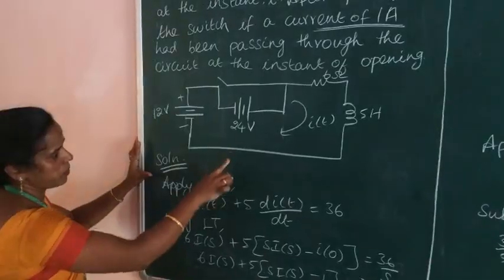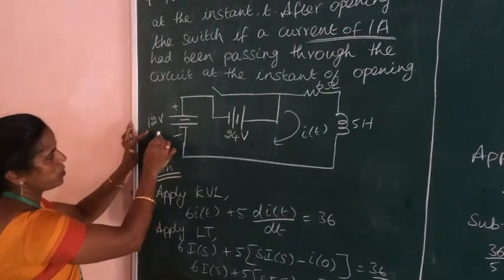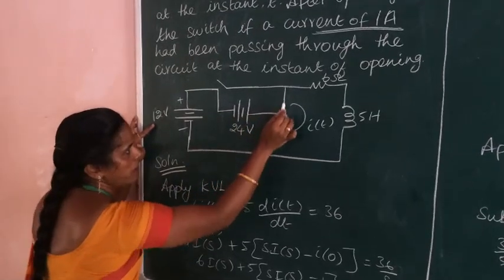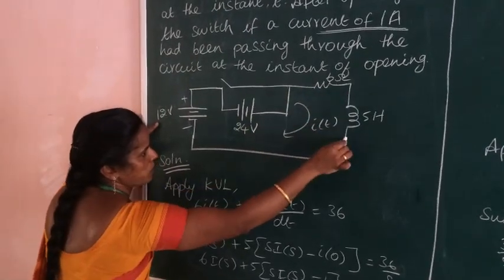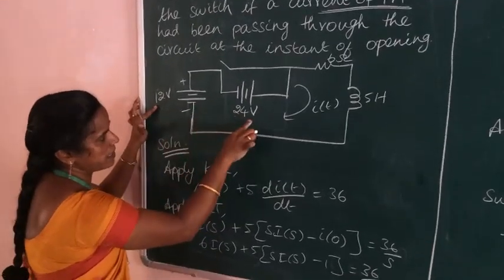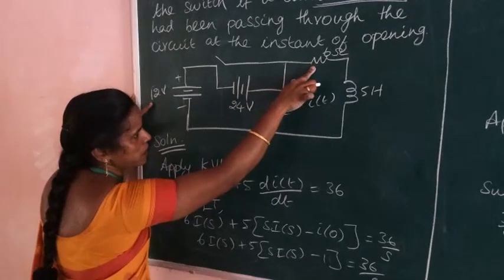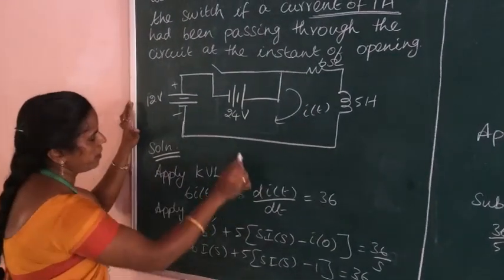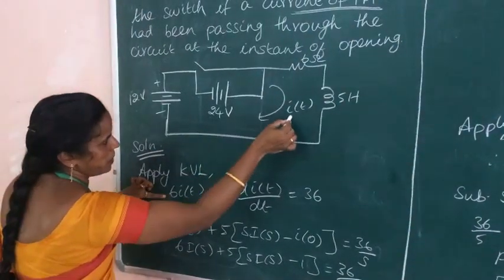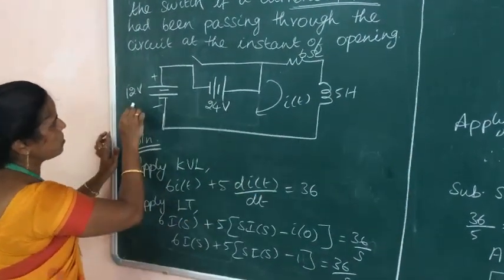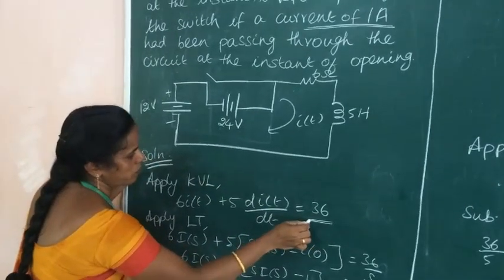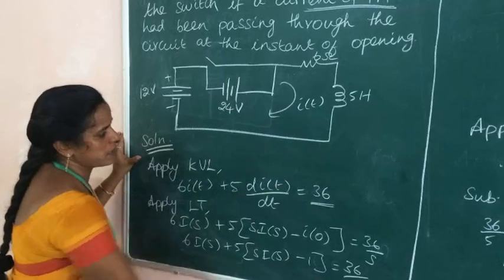So the equivalent circuit of this circuit is you have a 12 volt battery which is connected in series with 24 volt, which is connected in series with 6 ohm and 5 Henry. So this is the equivalent circuit. So 12 volt is connected in series with 24 volt, which is in series with RL. So we are writing KVL for this circuit. So 6 into I of t plus 5 into dI by dt is equal to 12 plus 24, which gives 36. So this is the supply voltage for this series RL circuit.